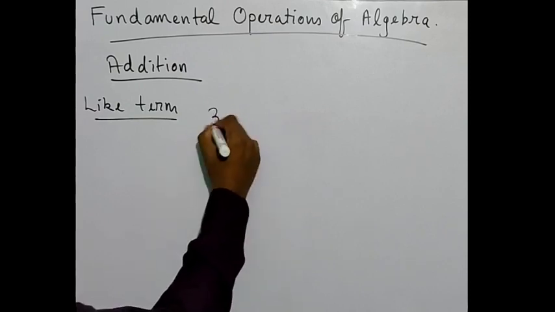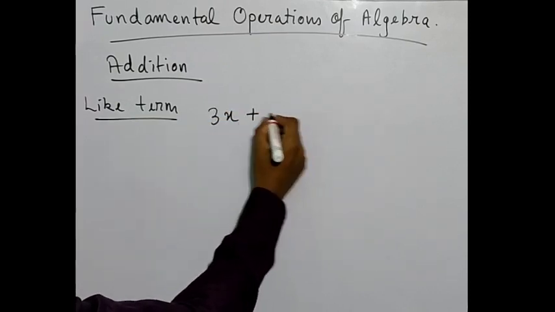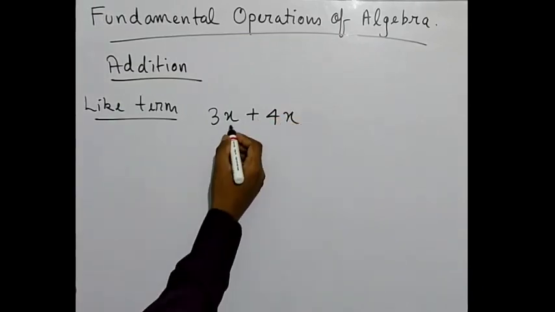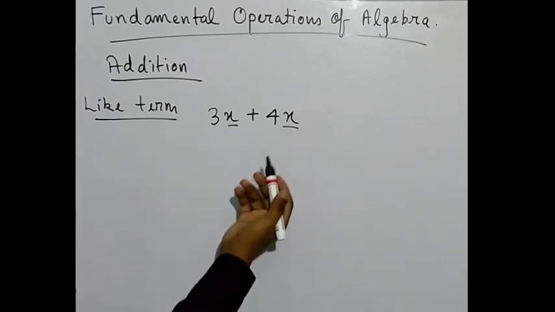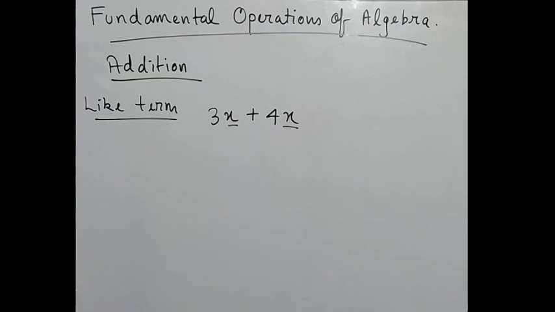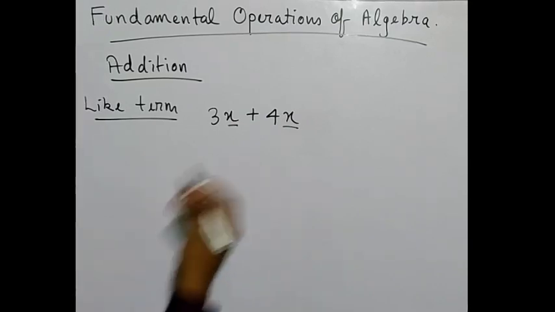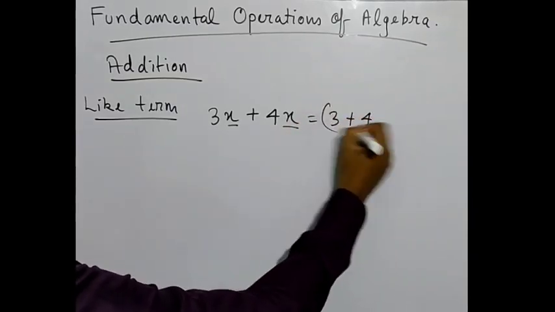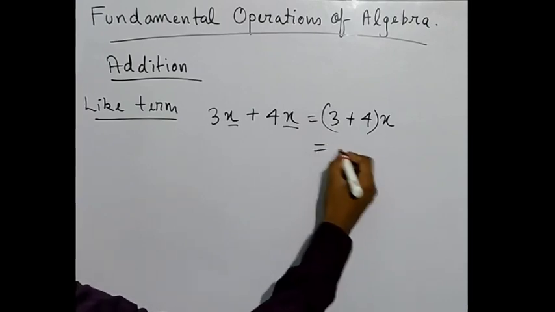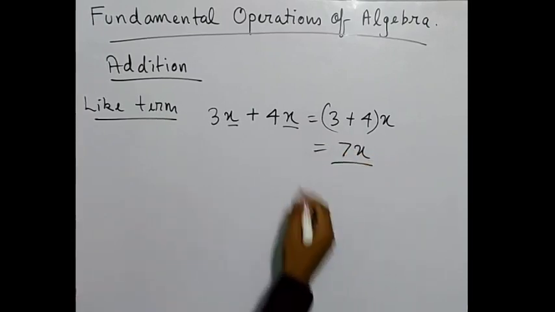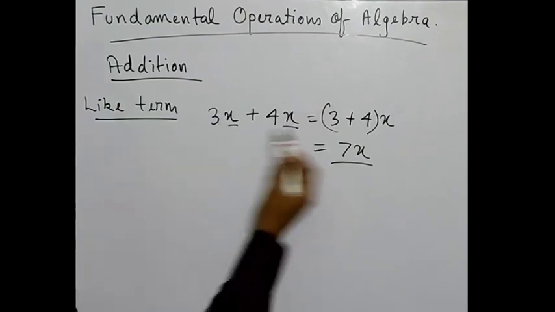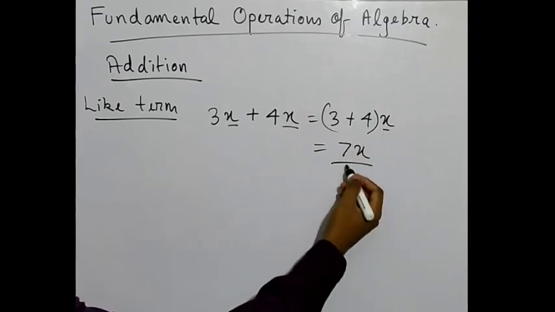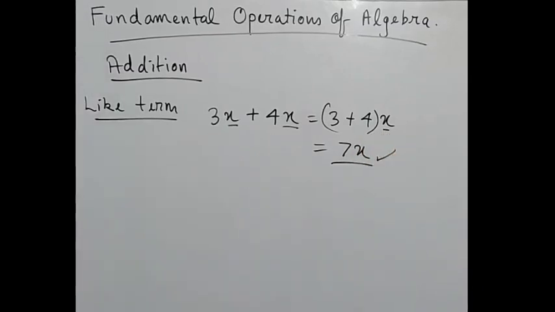So 3x plus 4x. We can add these two terms. Why? Because the variables are the same. So it means the terms are like terms. So 3 plus 4 and x is the common part. So 7x. So this is the way you're going to add. You will add the numerical coefficient of the like terms, taking the x common, and then find the answer.